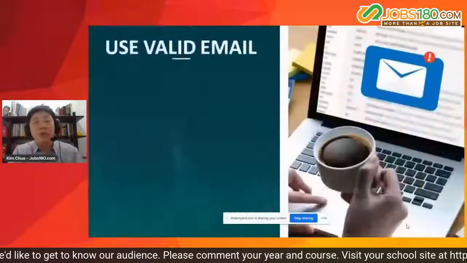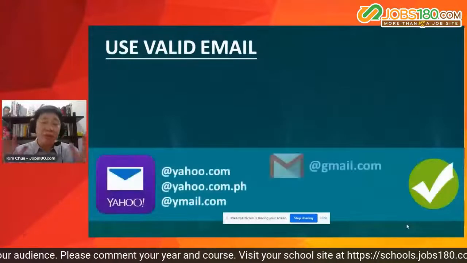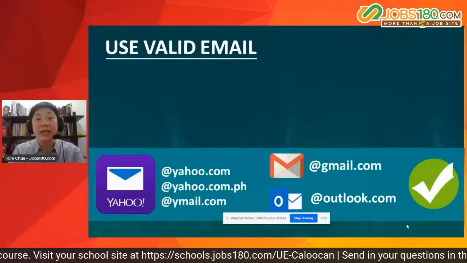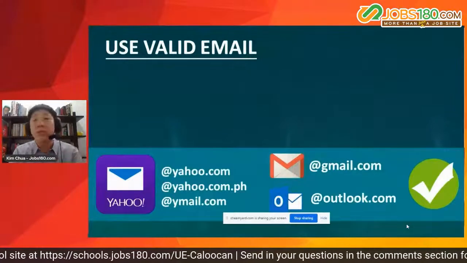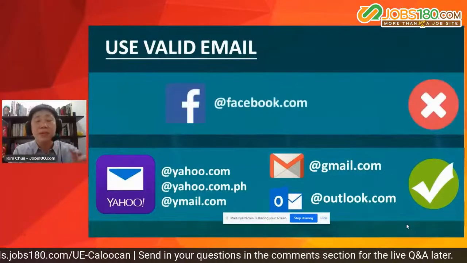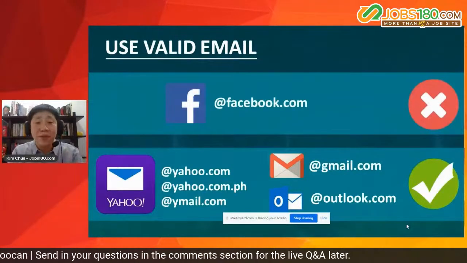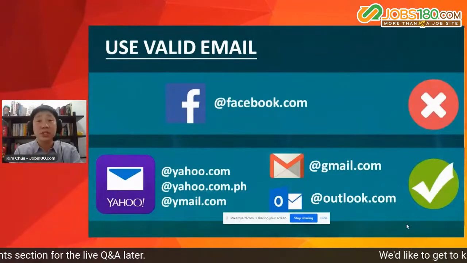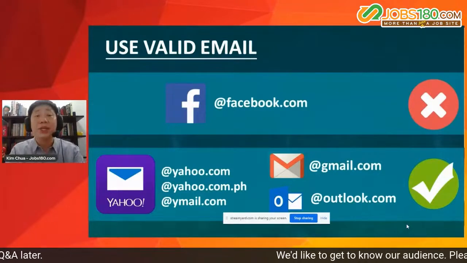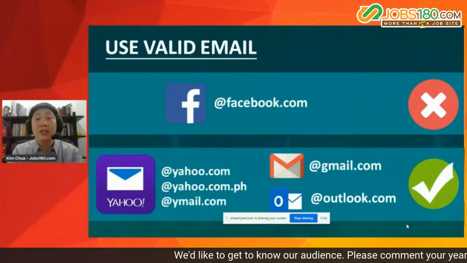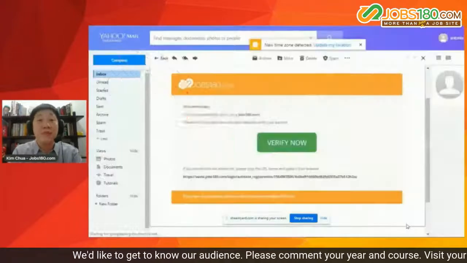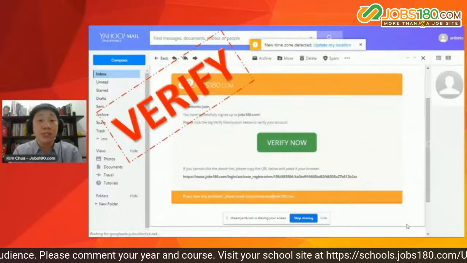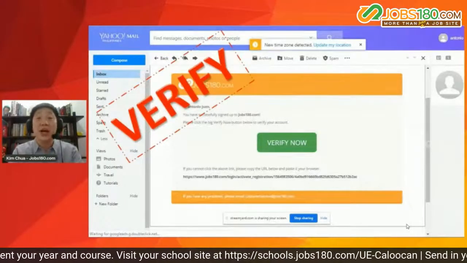Now, when you register, please use a valid email. This is my emphasis when creating your account: use an email that you can open, like Gmail, Yahoo, or any email you can open. Do not create emails like patricia@facebook.com or joseph@facebook.com to register. In short, don't use an @facebook.com email. Because if you use one, you will no longer be able to receive notifications sent to you by the companies as well as jobs180.com. It is important that you can open your email because you need to verify your account.